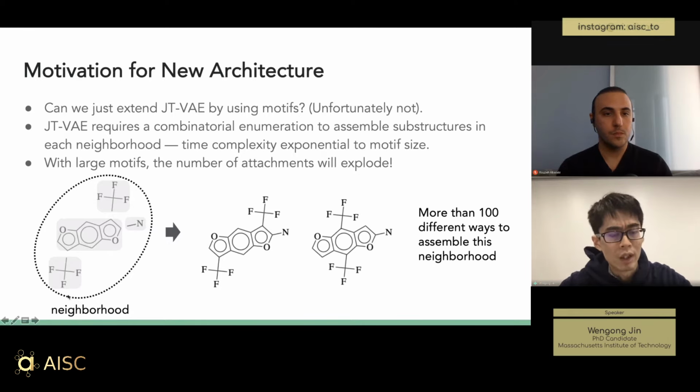For example, this is just one step of the junction tree VAE decoding. After you have predicted all the motifs or substructures, you will need to assemble all these things together, and it will invoke a combinatorial enumeration. And it's easy to have more than 100 different ways to assemble all these motifs together. So with larger motifs, the number of these candidate assemblies will definitely explode.